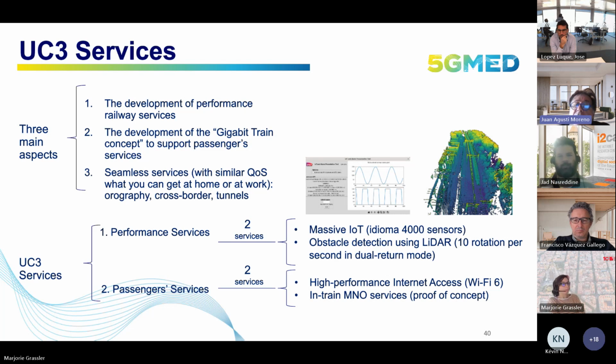A second service is about obstacle detection using a LiDAR in a very accurate mode. Okay, and for passenger services, we have high-performance internet access with Wi-Fi 6 inside the train, and a proof of concept of a really interesting model to provide in-train MNO service with a small cell inside the train connected to a private 5G core, providing MNO services to the passengers. Please, Marjorie.